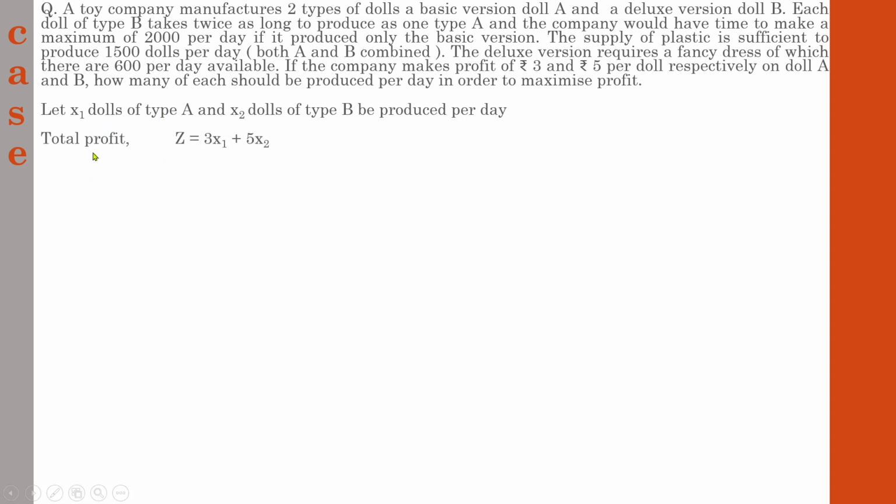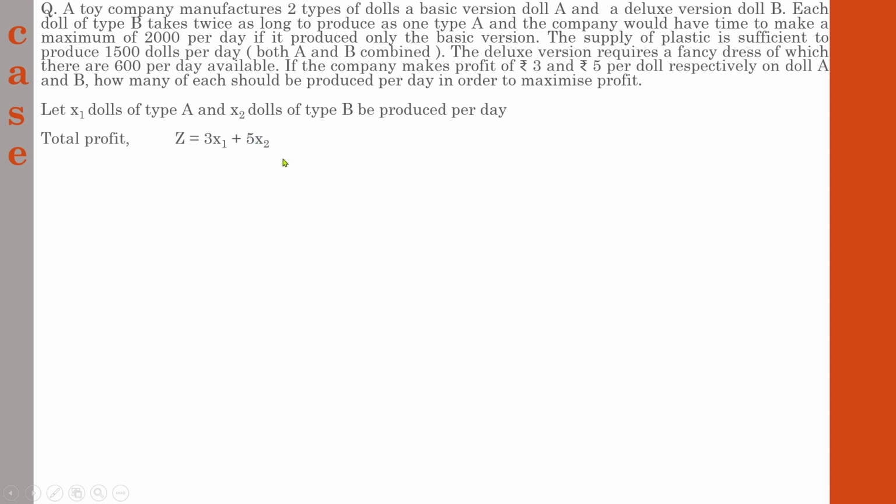Next, identify the objective function. These are the easiest steps. First of all, assume that one is x1 and another is x2, and after that identify the objective function. The objective function here is with regard to maximization of profit. Profit is 3 rupees on doll A and 5 rupees on doll B. So 3 into x1 plus 5 into x2. x1 is doll A, x2 is doll B. So we have found the objective function.